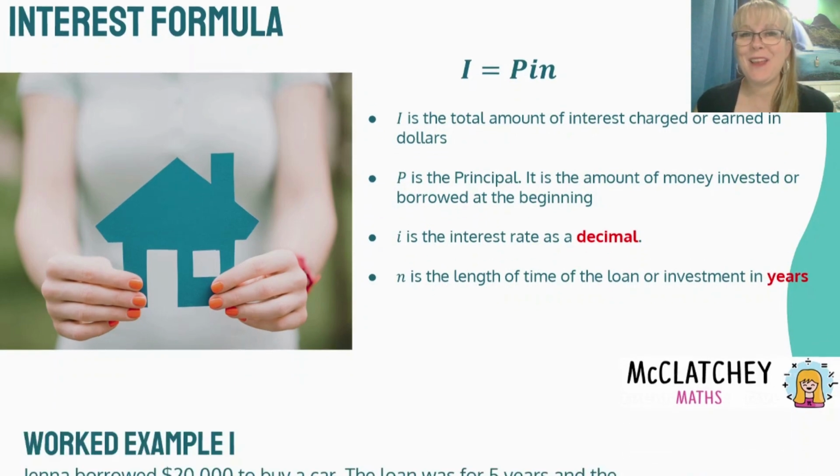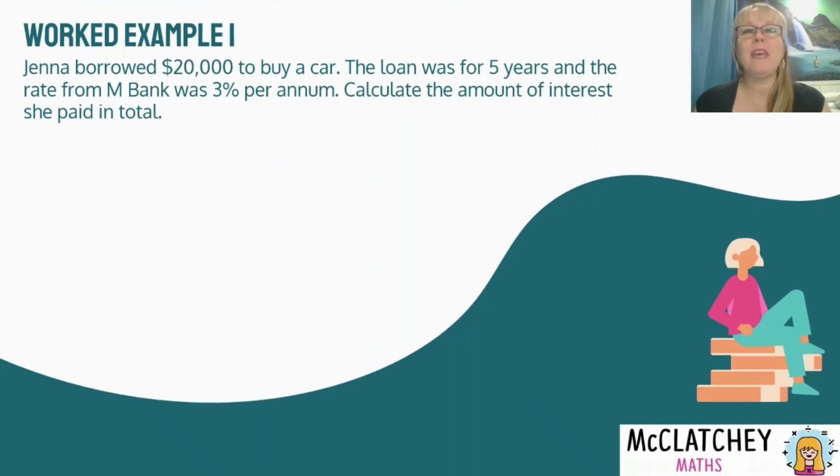Let's look at some worked examples. With worked example 1, we have Jenna who has borrowed $20,000 to buy a car. The loan was for 5 years and the rate from AmBank was 3% per annum. We're going to calculate the amount of interest that she paid in total.